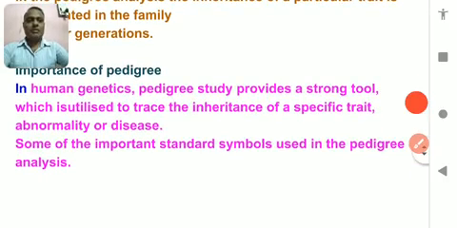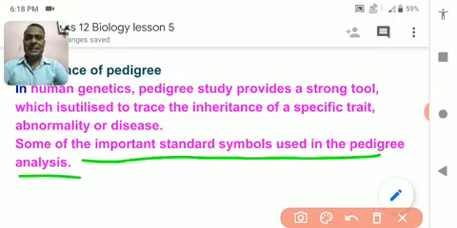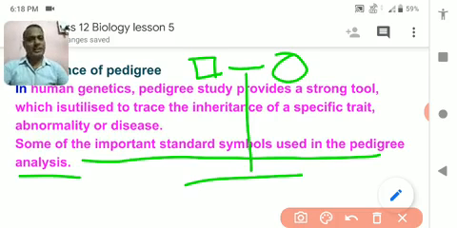Some of the important standard symbols of pedigree analysis I already told you: square for the male and circle for the female, and all other symbols have been given in your book. So I think you will study from there. So let's study about the genetic disorders.